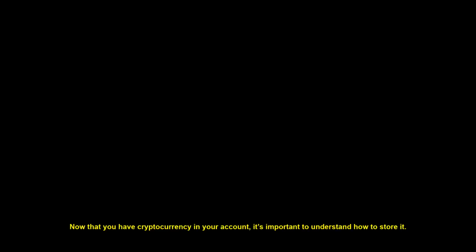Now that you have cryptocurrency in your account, it's important to understand how to store it. Funds will automatically be stored in your Coinbase wallet. For added security, consider transferring your cryptocurrency to a personal wallet. To do this, go to the Assets section and select the specific cryptocurrency. Click on Send and enter the address of your personal wallet. Verify the address and the amount before confirming the transaction.